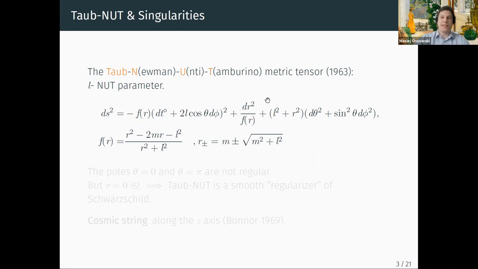Well, we can actually add the NUT parameter, and this metric is quite similar in form to the Schwarzschild metric. So we also have some function f of r here. It's a more complicated form, but if we take the limit of l going to zero, we exactly recover Schwarzschild. And probably the most striking difference that we notice is this additional term 2 l cosine theta d phi. And this is a source of another type of singularity we can encounter. And it stems from this one-form d phi.